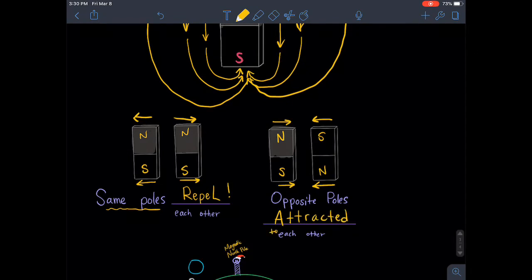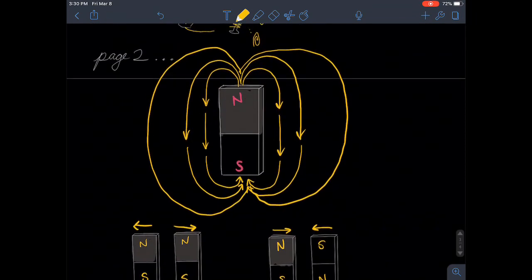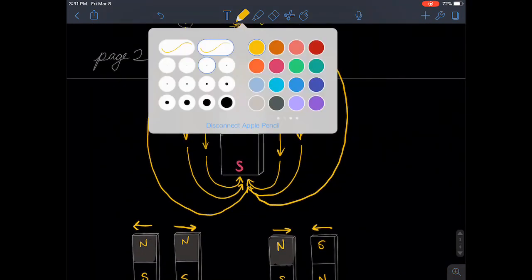Opposite poles are attracted to each other. So opposites attract with magnets, and the same poles will repel each other with magnets. Now, let's think about this. This is actually kind of interesting and kind of crazy. Maybe it could blow your mind a little bit right here.